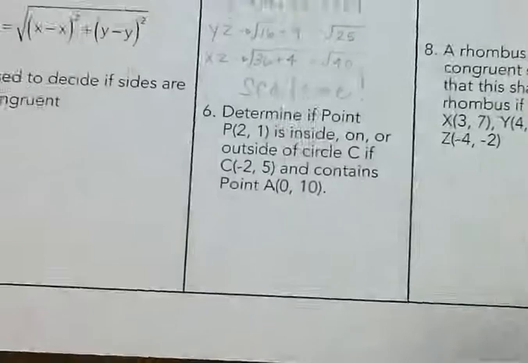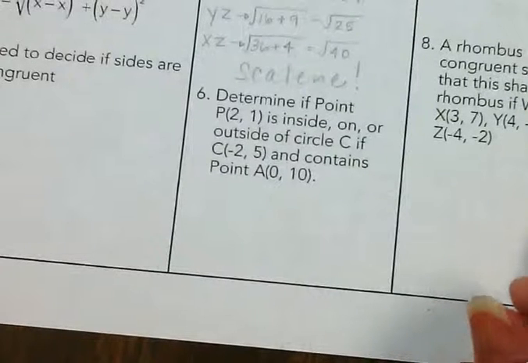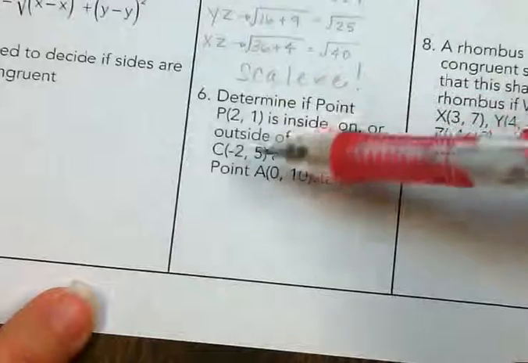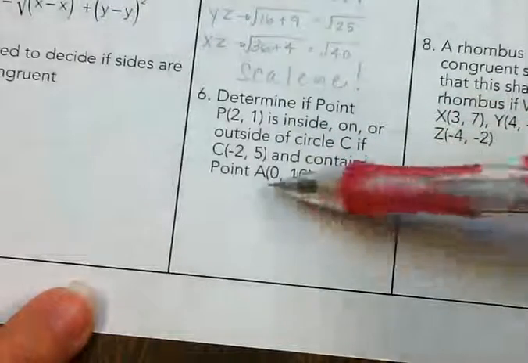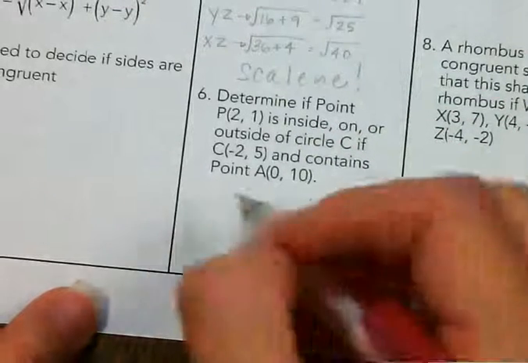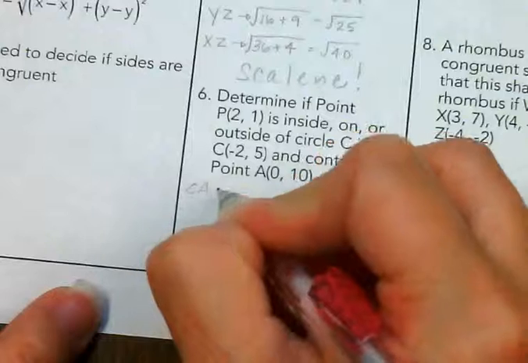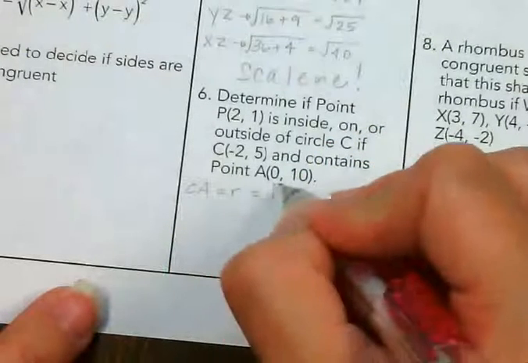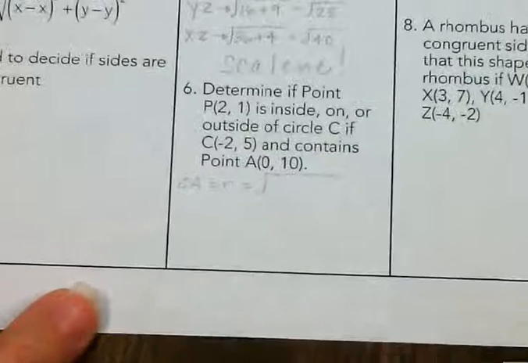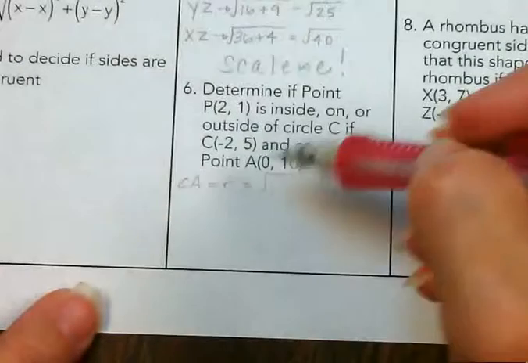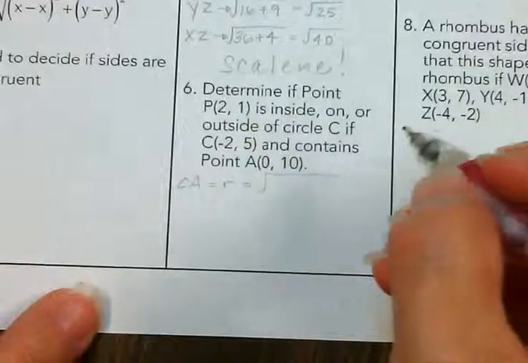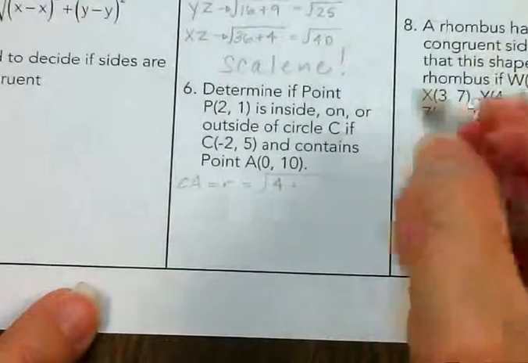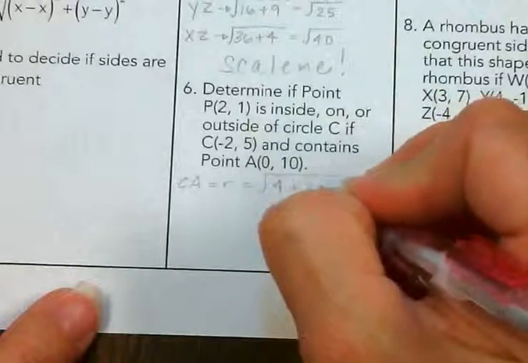All right. Number 6, determine if point P is inside, on, or outside of circle C. If C, which is the center, is right there and it contains point A. So what that tells me is that from C to A, that's called the radius. So what I'm going to do first is figure out how long, the distance, the length of the radius. So from -2 to 0, that's 2, squared is 4. From 5 to 10, that's 5, squared is 25.